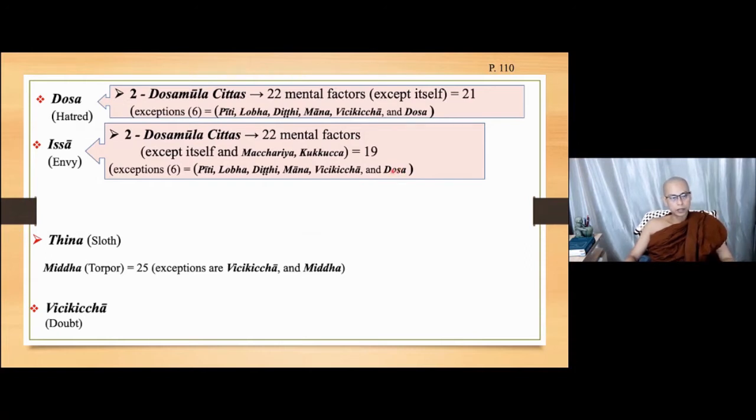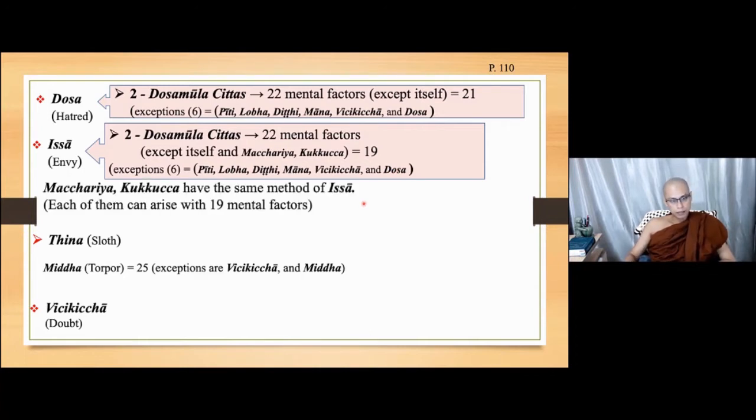Dosa must not be an exception. Here, Isa itself. We need to make the correction here, Isa. Then Machariya and Kukucha have the same method. So when we take off Machariya, it associates with the 2 Dosa Mula Chitta and 22 mental factors. But when we remove the occasional, or I want to say the unfixed factors, here for Machariya, Isa and Kukucha cannot arise together. That's why only 19 mental factors can arise.